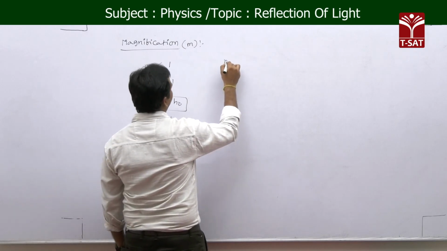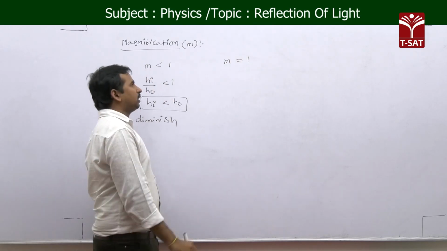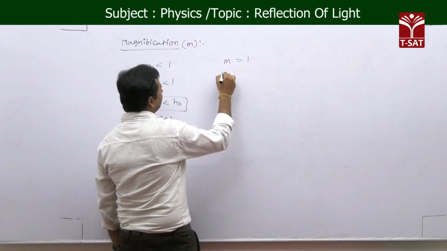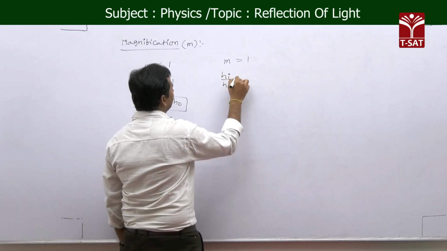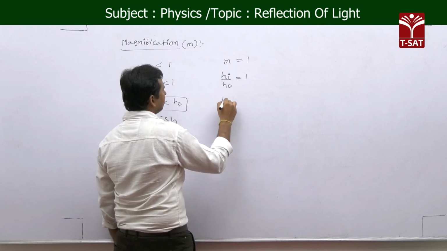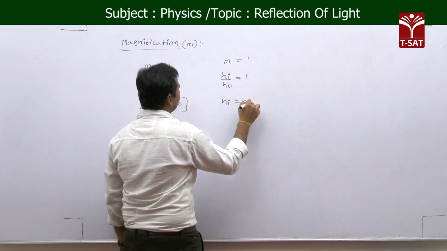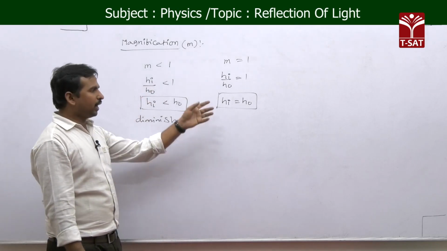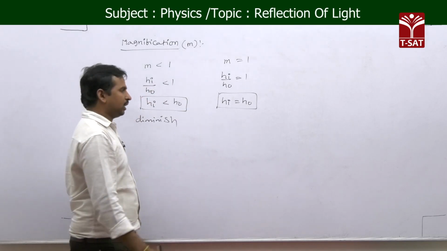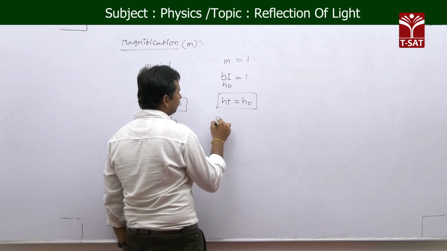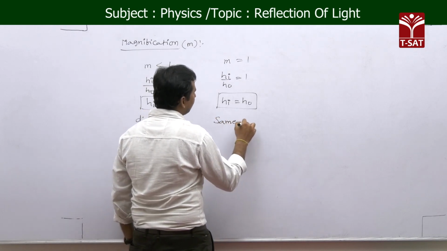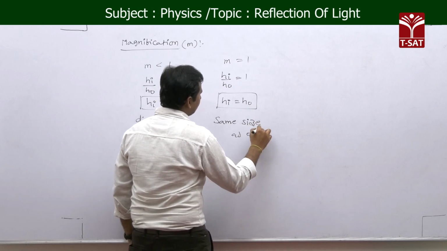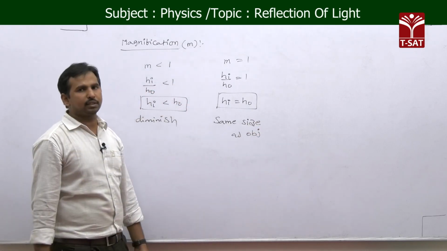Second case: if the magnification factor m is equal to 1, then height of the image by height of object is also equal to 1, so the height of image is equal to height of object. Whenever the height of image is equal to height of object, the image formed is of the same size as the object. That is our second case.